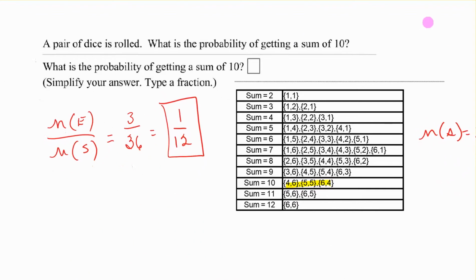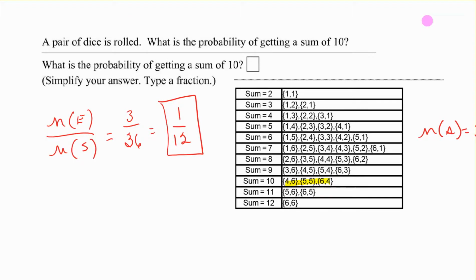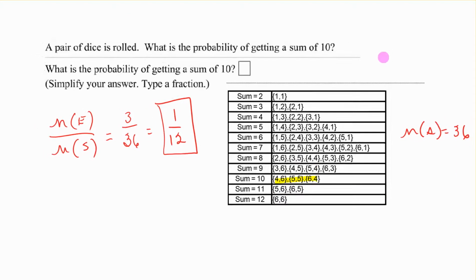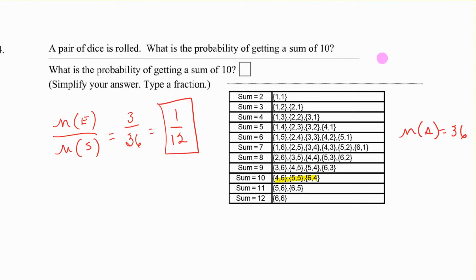All right, a pair of dice is rolled. What's the probability of getting a sum of 10? And they had this chart in the book, and I went ahead and grabbed it for you. What's the probability of getting a sum of 10? So if you roll the dice and you have a 1 and a 1, you get a sum of 2. There are 2 possibilities for 3: either you get a 1 and a 2 or a 2 and a 1. So those are all laid out here for you.